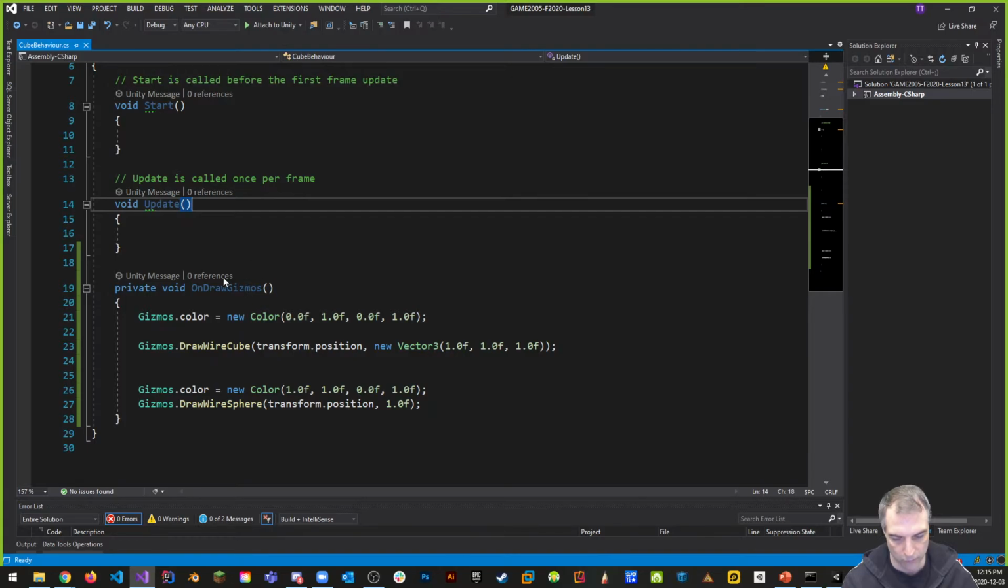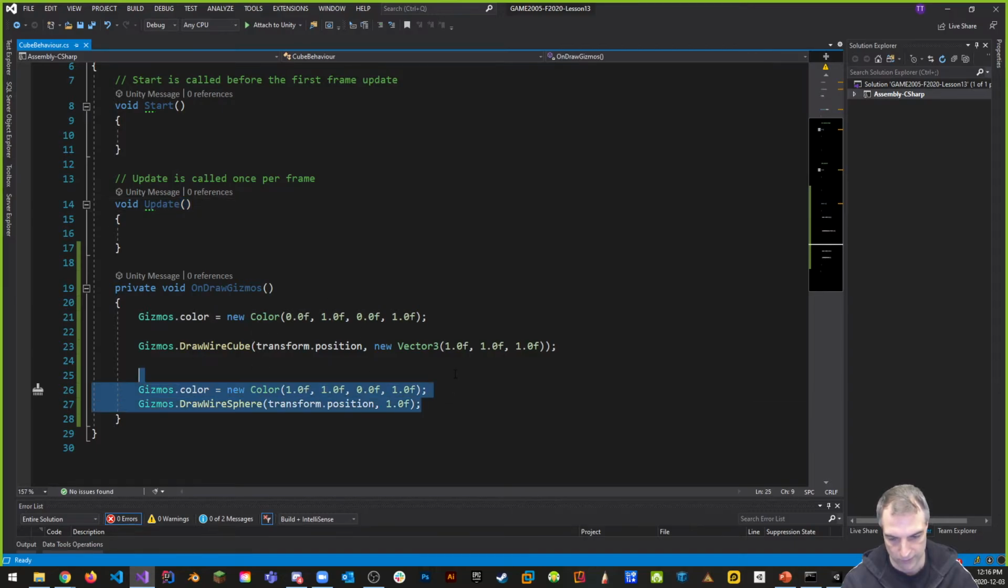OnDrawGizmos is a built-in method in Unity, just like Start and Update. What you can do is draw gizmos, meaning little things. I can draw a wire cube or a wire sphere if I want. These are examples of wire cubes and wire spheres, but let's do it from scratch, since you guys may not have this stuff. You can also look online on my GitHub to get this code, but let's start from scratch and see what this is.